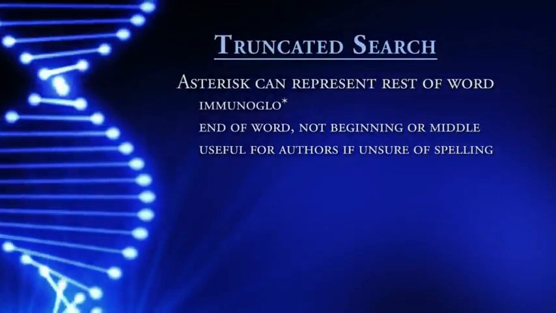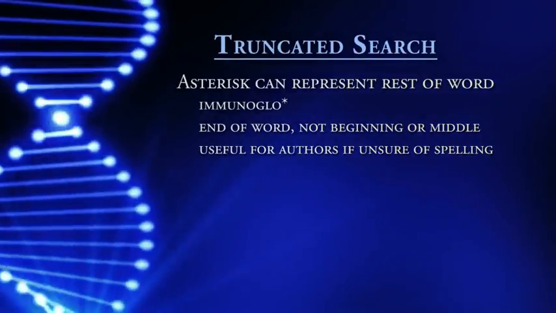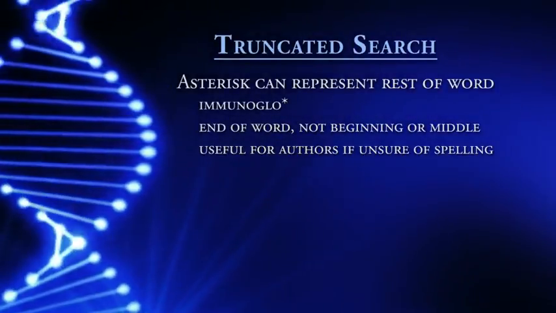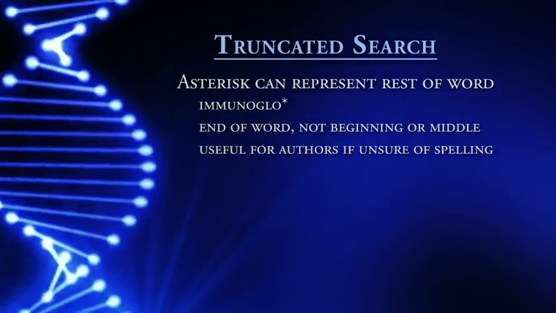The truncated search can be very useful if there are variations of a word. For instance, if you're unsure of spelling or if there's a singular plural issue, an asterisk can represent the rest of the word. The asterisk can only come at the end of the word and not at the beginning or the middle. Immunoglo* will hit both the singular immunoglobulin and the plural immunoglobulins. You don't need to search twice.